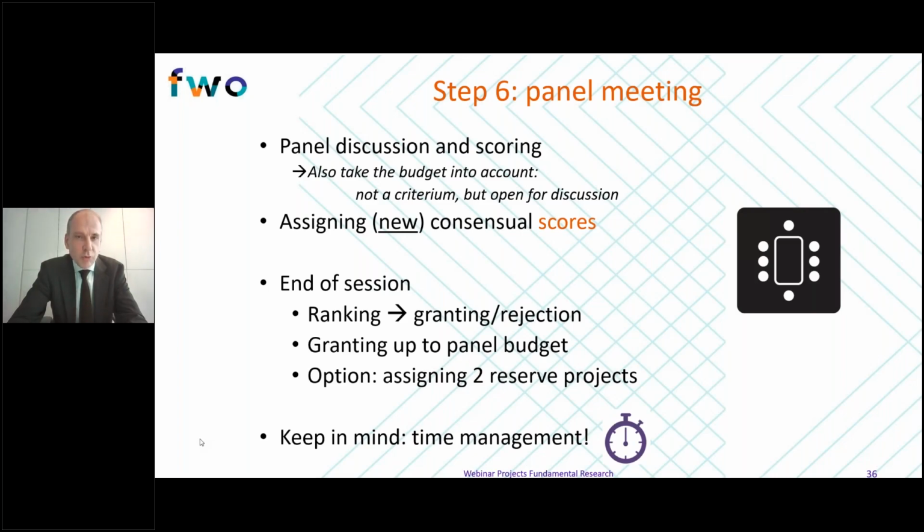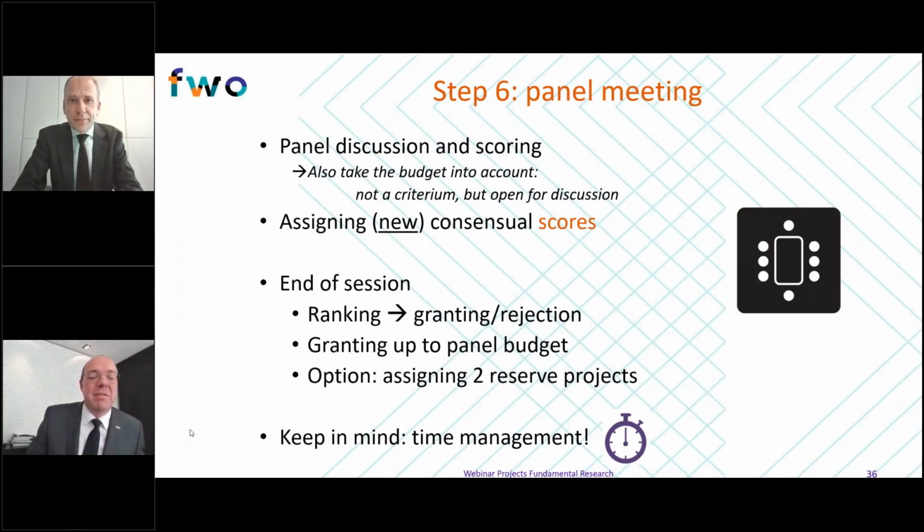Those 2 reserve projects will go to our reserve list. As he was indicating before, at the end of the session, you need to come up as a panel with the final ranking and also take the decision about the granting or rejection. You have your dedicated panel budget. The success rate among all disciplines at FWO is exactly the same. It's a percentage that we have shown you on the first screen. And of course, as a panel, you can also assign 2 reserve projects.